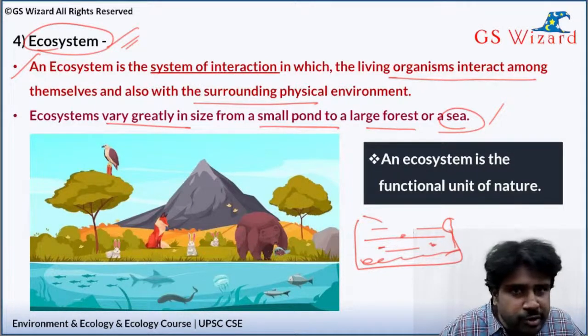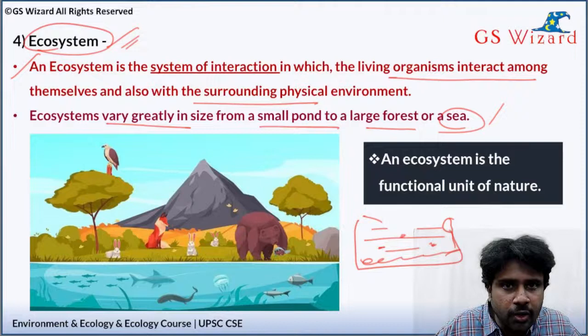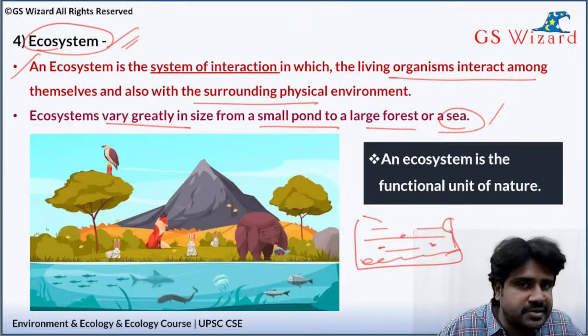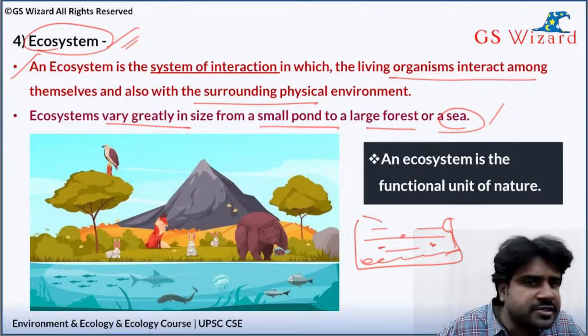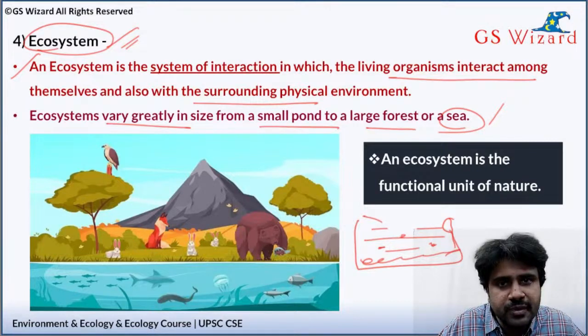So that means there is some interaction going on. Okay. So that system of interaction or interconnectedness, that network, is nothing but an ecosystem. Wherever I study interactions, that becomes an ecosystem. As simple as that. Okay.